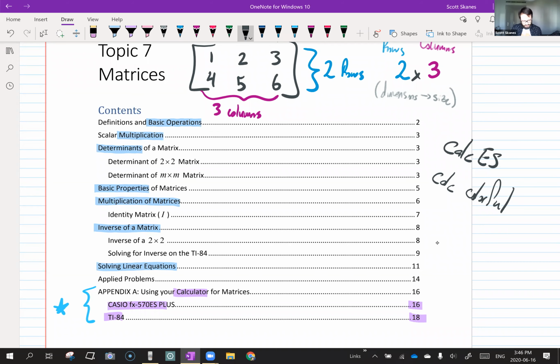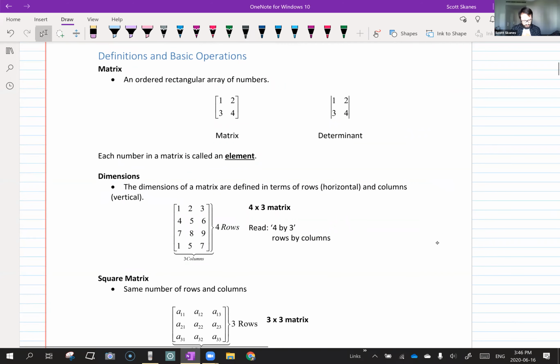Okay, let's get started. Very quickly, what is a matrix? It's an ordered rectangular array of numbers. A matrix is in these square brackets. A determinant is in these vertical brackets, and it's not absolute value. Some students think that it's absolute value. It's not, it's its own operation that is related to matrices only.